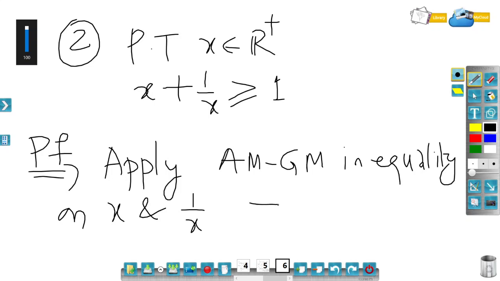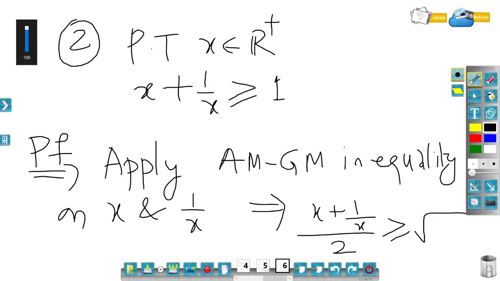So what we will get is as follows: (x plus 1 by x) divided by 2 is greater than or equal to the square root of x into 1 by x. So let me correct it: it is not 1, it is basically 2. You could see that x into 1 by x is 1, so x plus 1 by x is greater than or equal to 2. So this completes the proof. This is not difficult.